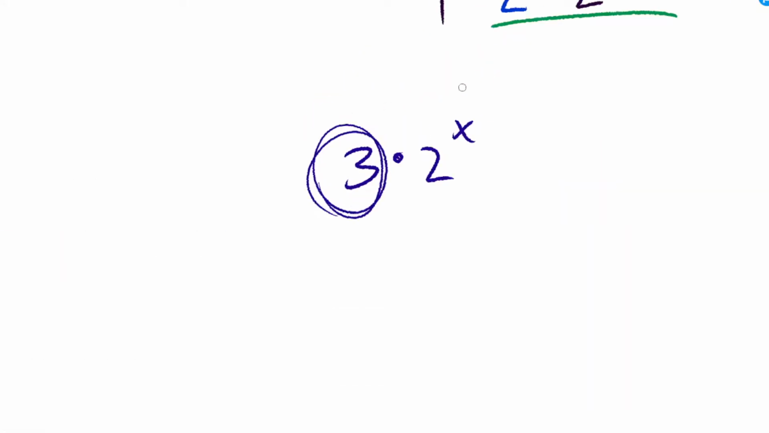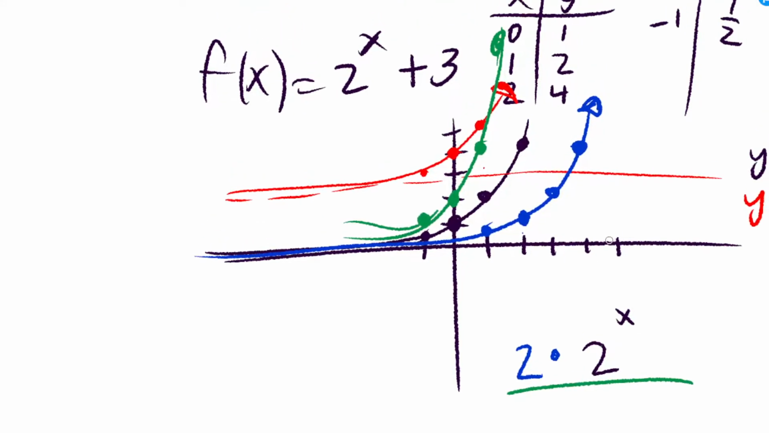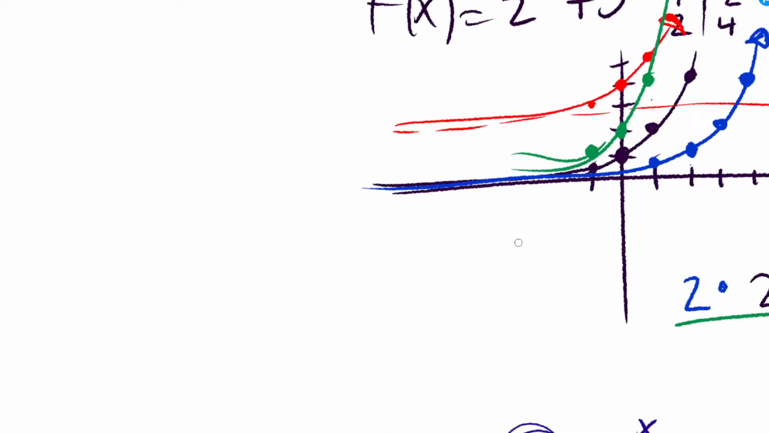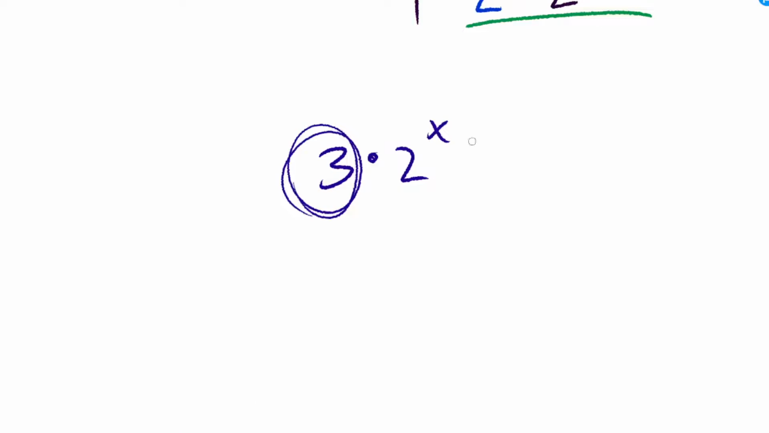It's basically just saying, and the reason why it says that is because at x equals 0, our initial value is going to be, our y is going to equal, in this case, 3. And then the second term is the exponential growth pattern. This 2^x, specifically this 2, is our exponential growth pattern.